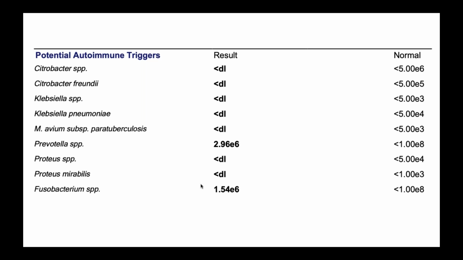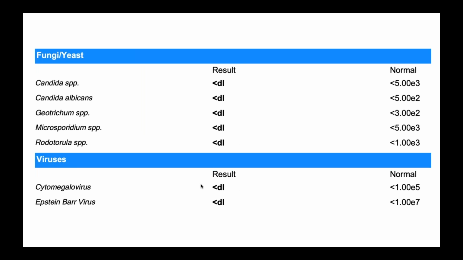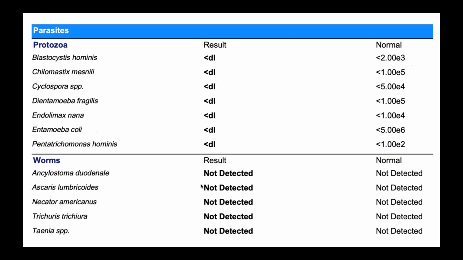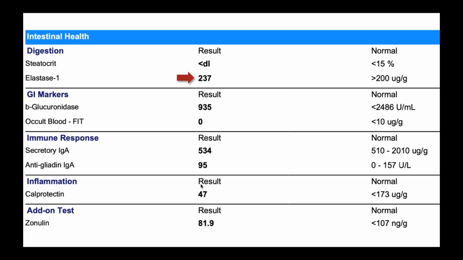Autoimmune triggers looked pretty normal, nothing notable there. In this case, no candida or viruses detected and no parasites detected. Once again, in the intestinal health section, nothing was officially flagged as high or low, but we do see that the elastase is trending on the low end of normal.